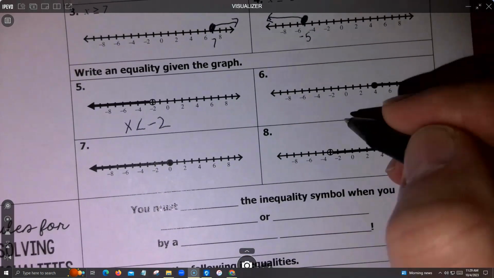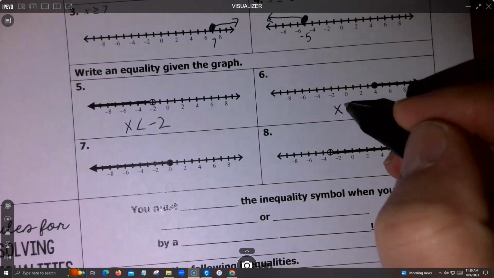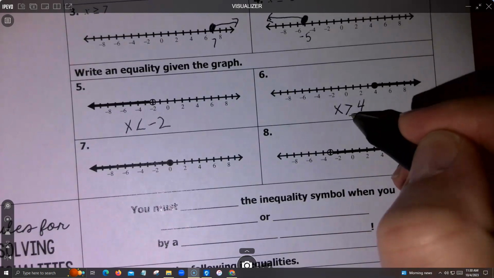Okay, number 6. Put my x. I know all my numbers are greater than. I know I have a 4. And because my dot's filled in, I'm going to say equal to.